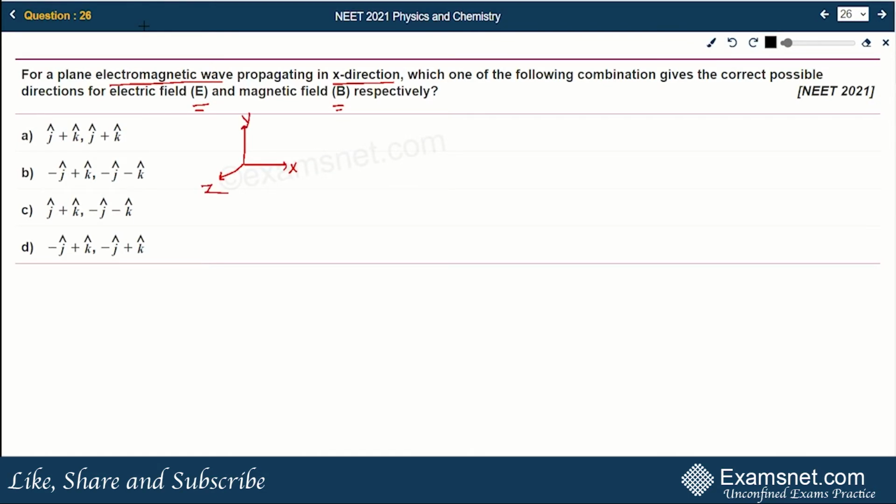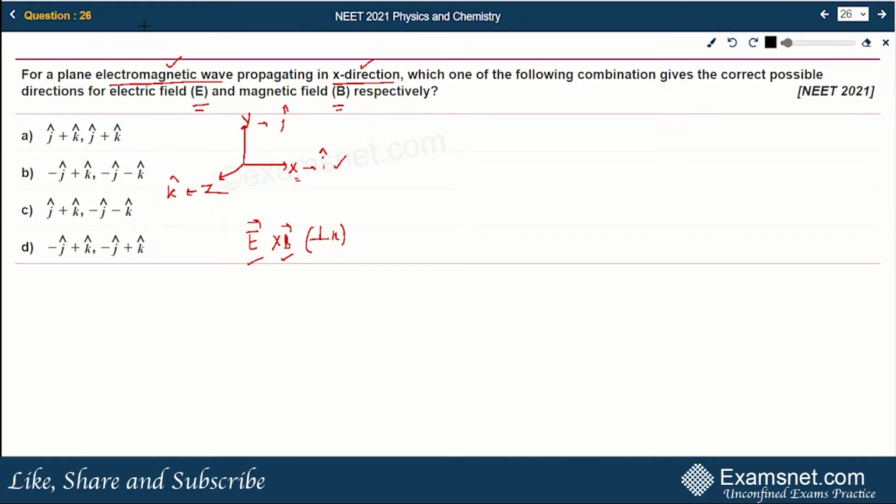Now if we represent a wave in its vector form, then it will have the i component when it is moving in x direction. Similarly, it will have j component when it is moving in y direction, and it will have k component when it is moving in z direction. So here this electromagnetic wave is propagating in x direction, so it should have which component? i component, right? Now, we also know that the direction of propagation of an electromagnetic wave is given as vector E cross vector B. That means the electric field and the magnetic field are perpendicular to each other.